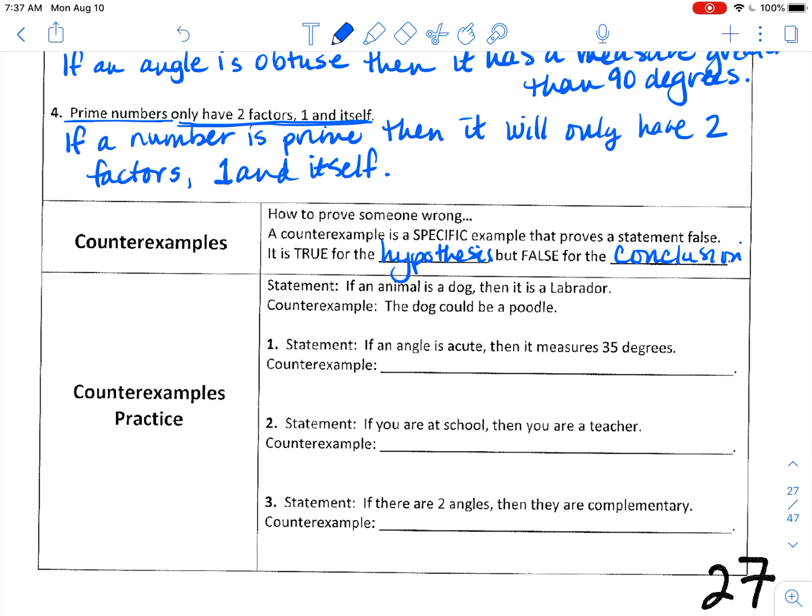So here's problem number 1. If an angle is acute, then it measures 35 degrees. Can you come up with a counterexample? So it's true for the hypothesis, but it's false for the conclusion. So what other kind of angles could we use that's acute? What about a 45-degree angle, or a 50-degree angle? Anything that's less than 90.